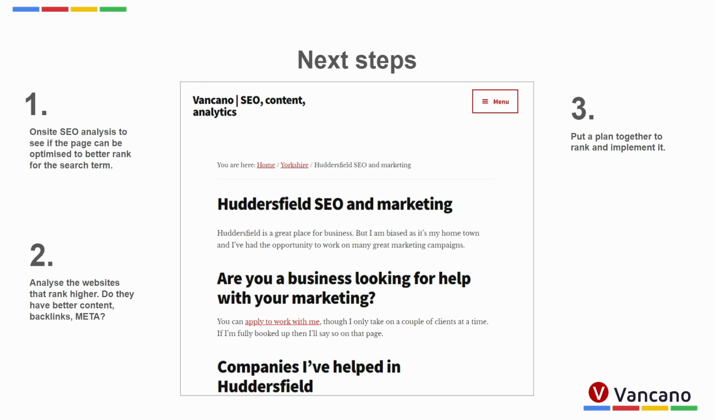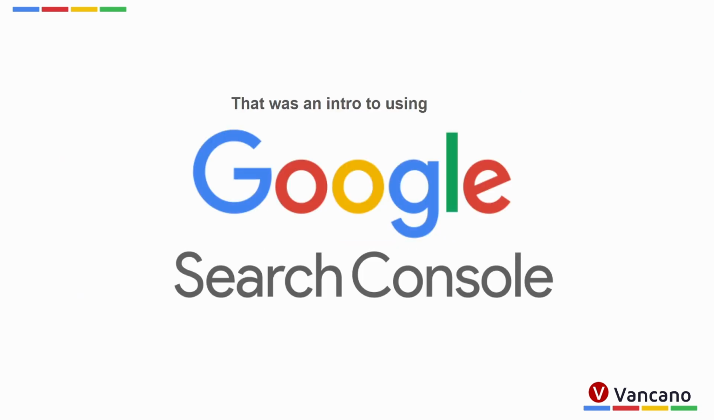Have they got better backlinks? Is their content simply better? Are they matching the user's intent for the search term? Looking at all those kinds of things. And then I'd put a plan together to try and rank this page. But this is all beyond this course. If it's something you'd like help with, then by all means get in touch. So that was an intro to using Google Search Console for finding quick wins in SEO.